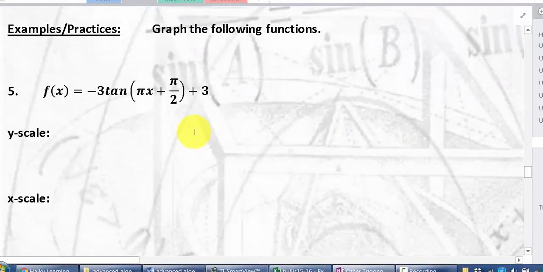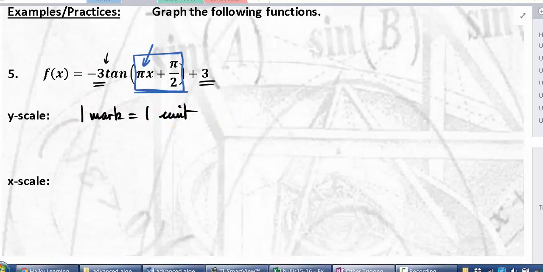Okay, so the y-scale, I'm still going to be looking at this number. I don't need to look at this one. Yes, I do actually. I do need to look at this one. You will see why, because this is where the regular tan goes through pi over 4, 1, or negative pi over 4, negative 1, and that's going to show the stretch of tan, okay? You'll see how it works. So the y-scale, 1 mark equals 1 unit, right? So how do we decide on the x-scale for tan?